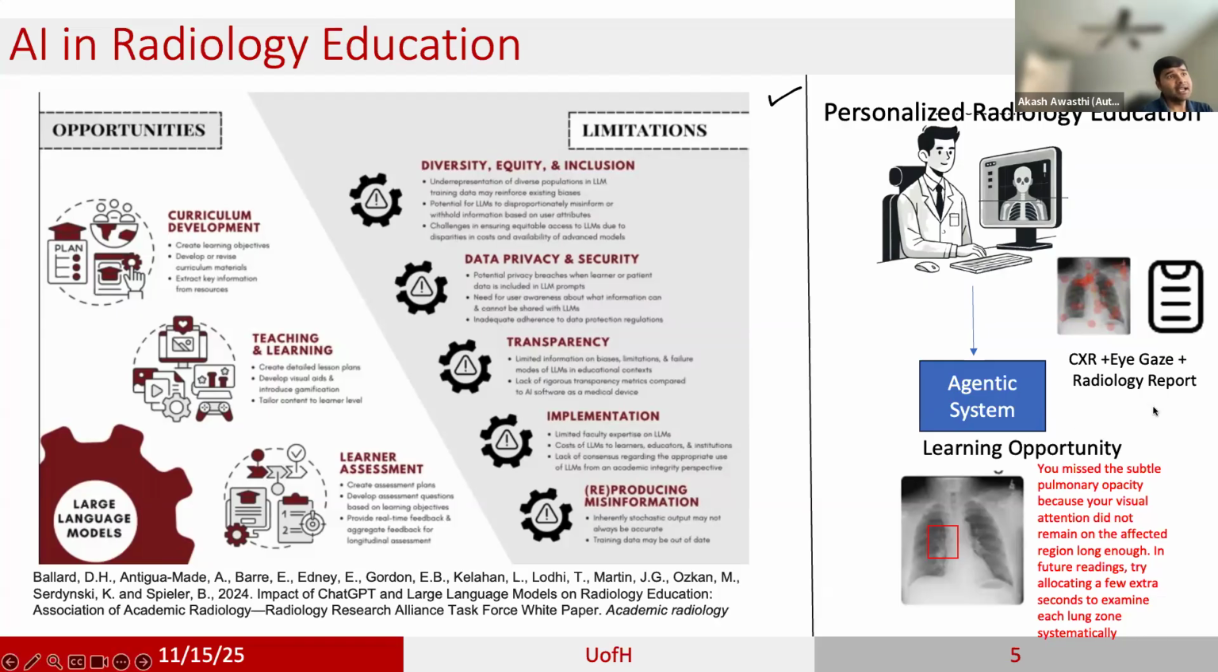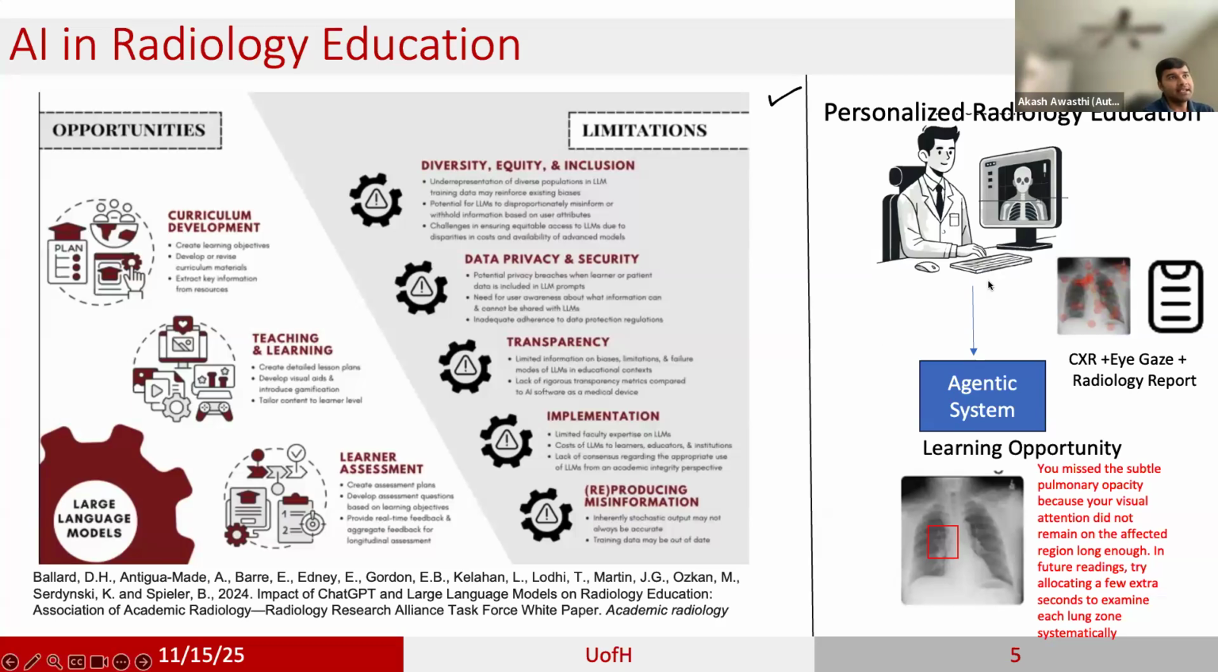As you can see here, this is the kind of system we envision, which takes the report and CXR. And how do we know the cognition of a student, how they navigated the image? That is basically through the eye gaze data.